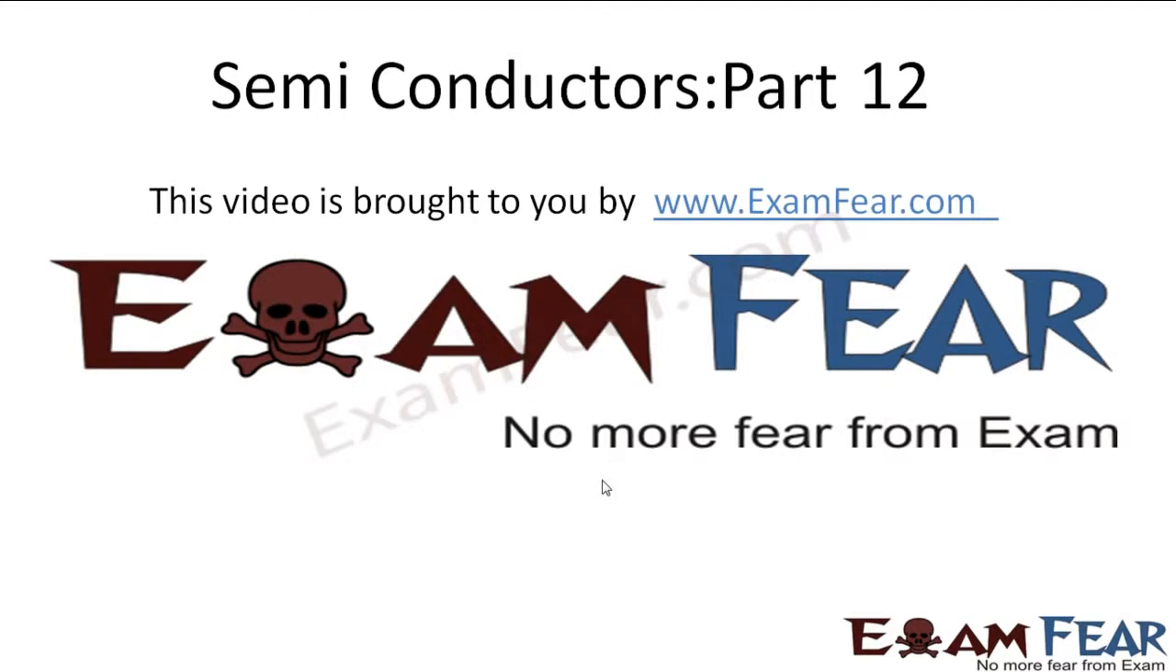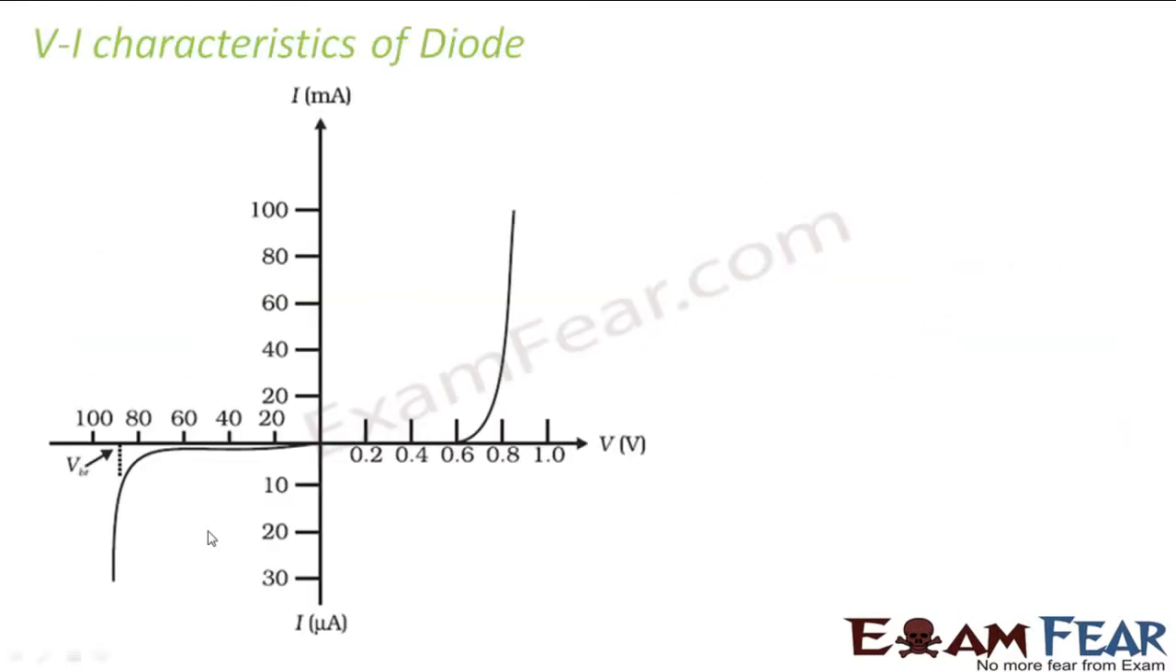Please make sure that you have watched all the videos till part 11 before going ahead with part 12. Okay, so before we talk about the VI characteristics of a diode, I would like to give a small example. Since we have discussed forward biasing and reverse biasing, that is why I want to talk about it. Now you can understand why we say that a diode allows unidirectional flow of current.